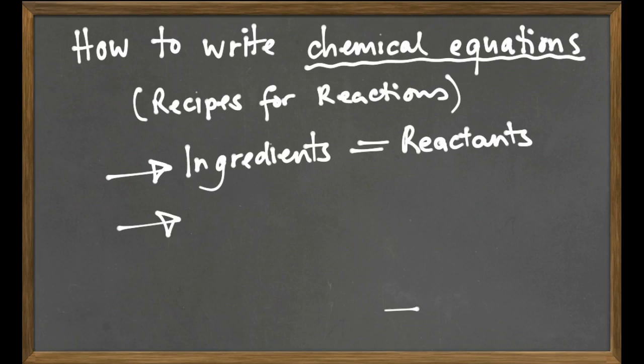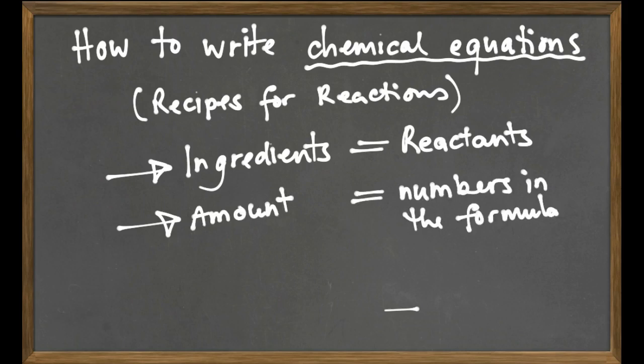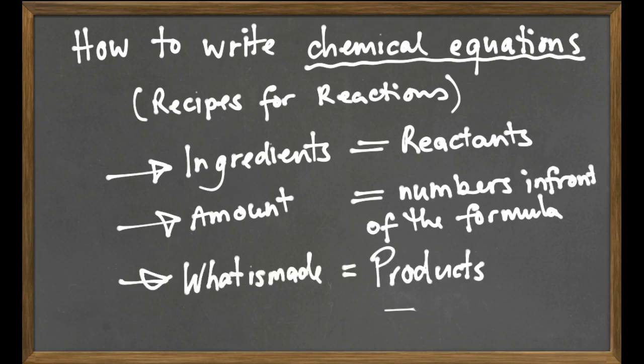Next, it's helpful to know how much you need of everything. So all the numbers in a chemical formula are simply there to tell us how much we need of different substances to make something new. Lastly, it helps to know what you're making. So the last part of the chemical equation is called the products, or what we've made from the reactants.